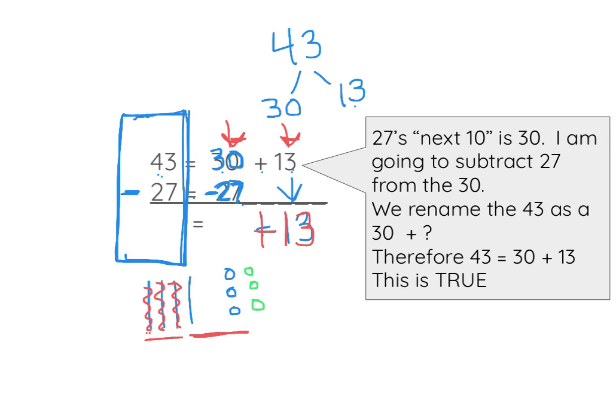The 30 that I took away, remember, I have to give them their change back, which is 3. So 30 subtract 27 equals 3 because 7's partner is 3. So if you look at our picture proof, our final answer is 16. If you look at our equation, our final answer is 13 plus 3 equals 16.